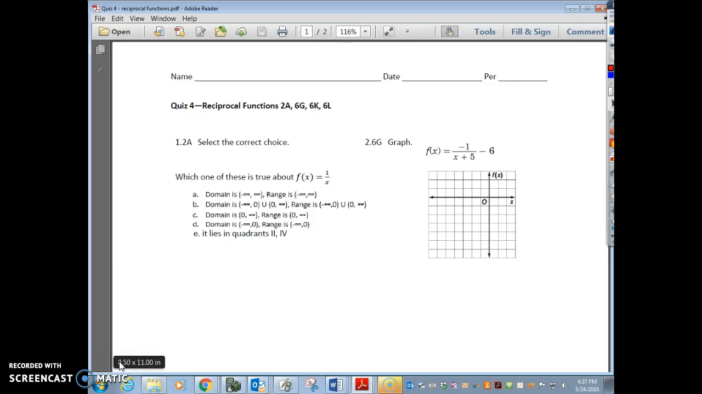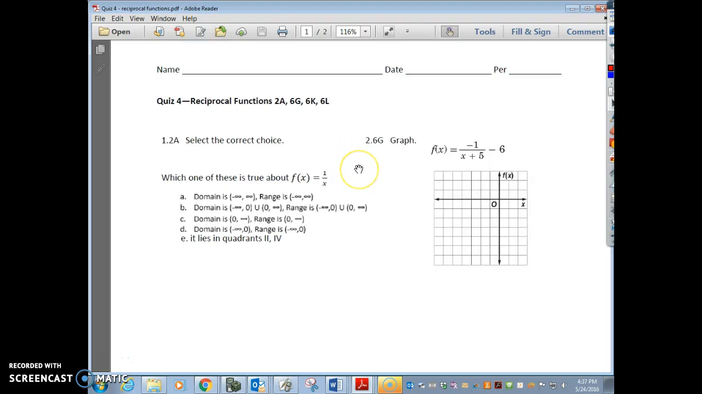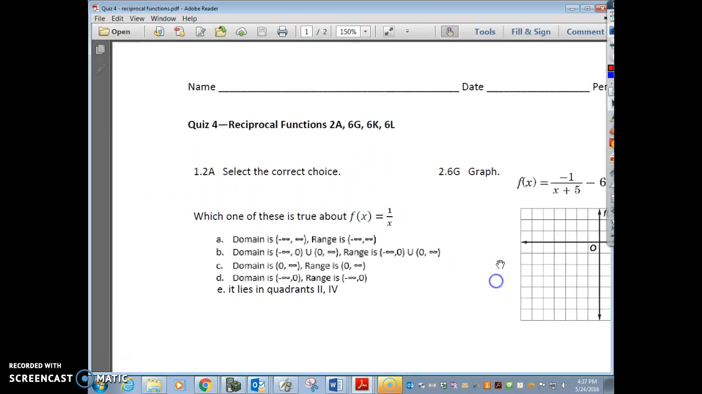Okay, let's go over the last quiz of the 6 weeks. Quiz 4, reciprocal functions. So, what is a reciprocal function?